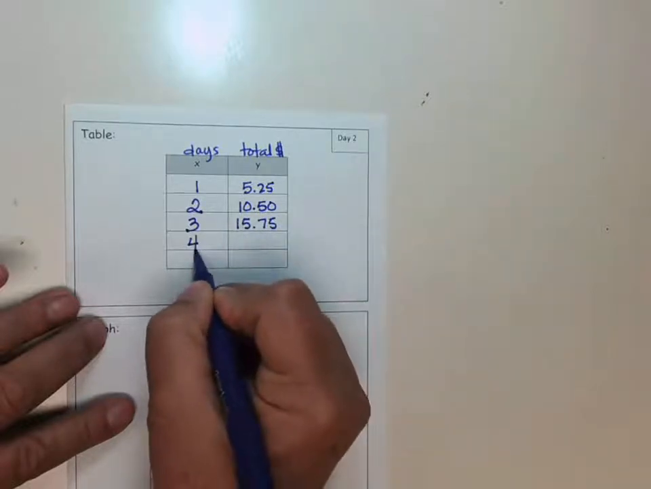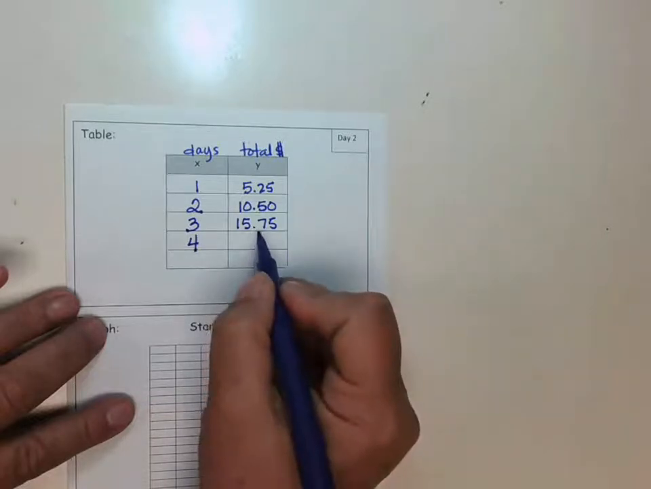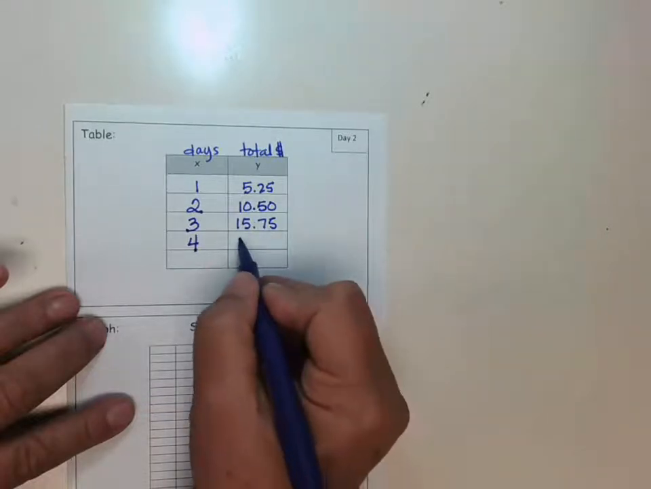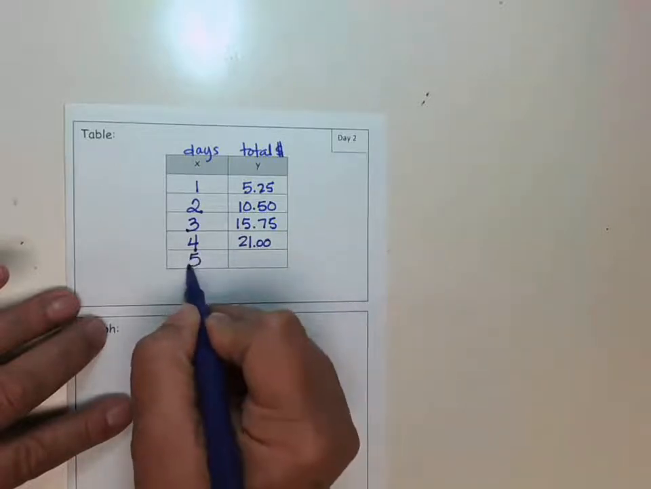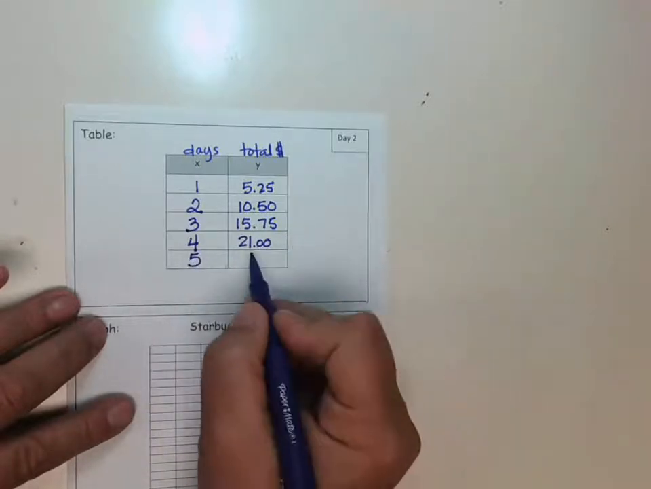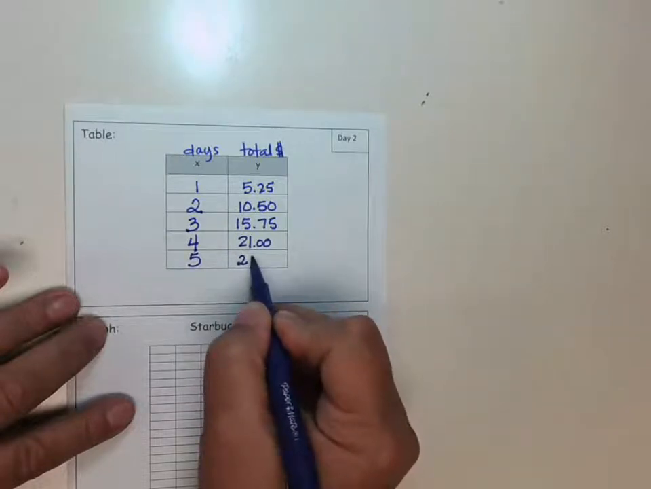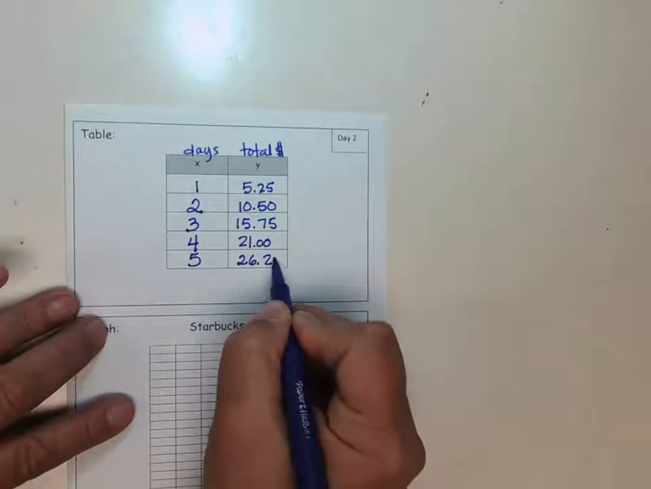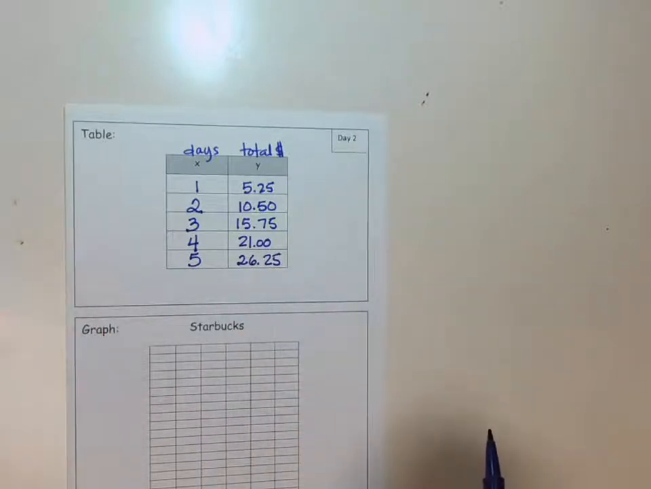If I go 4 days, I can add another $5.25, or I could double the number 2, which is easier for me. Day 5, I'm going to add another $5.25, so that would be $26.25. Okay, I could keep going and going.